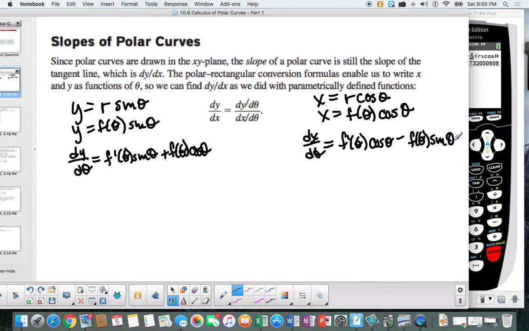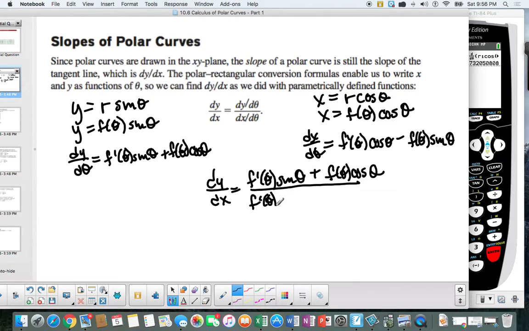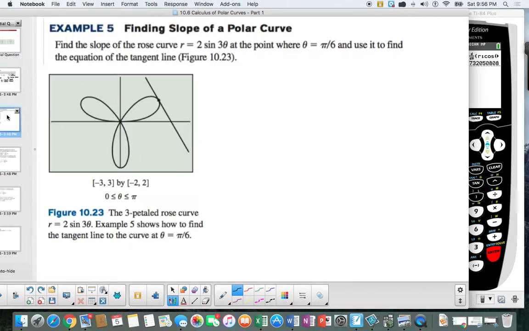Now that we have both parts, dy dx will be equal to the quotient of these two: f prime of theta sine of theta plus f of theta cosine theta, over f prime of theta cosine theta minus f of theta sine of theta. All right, let's go ahead and apply this on the next problem.